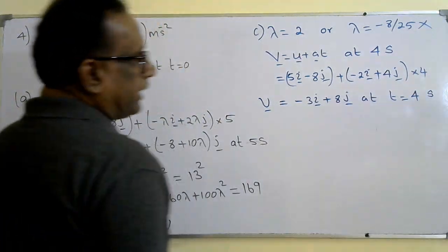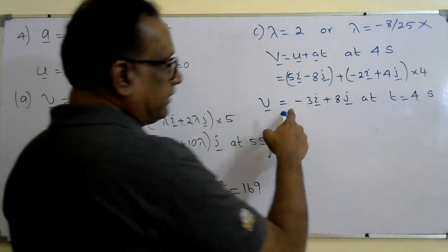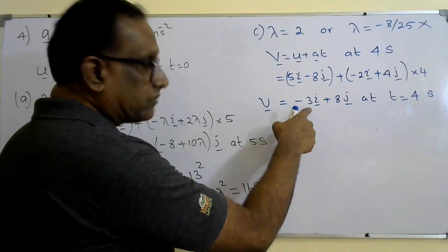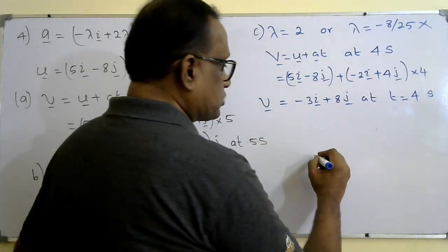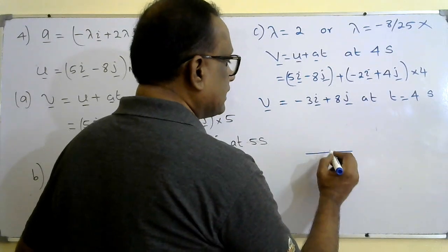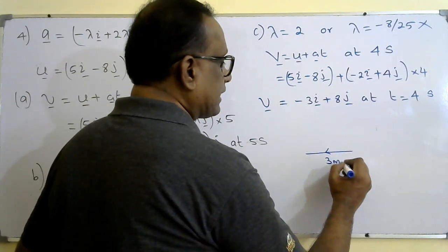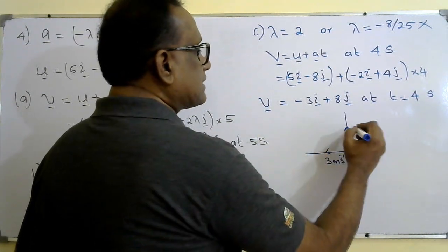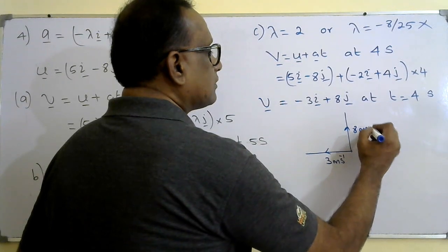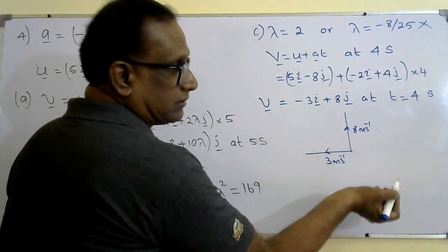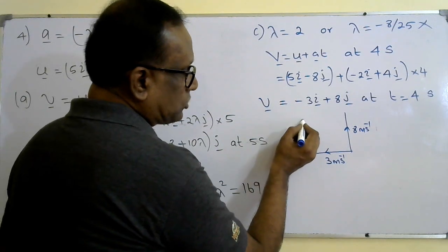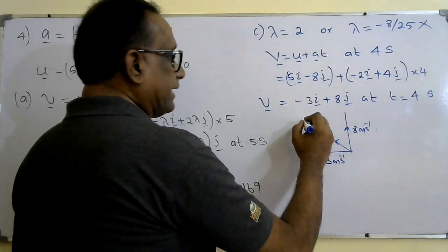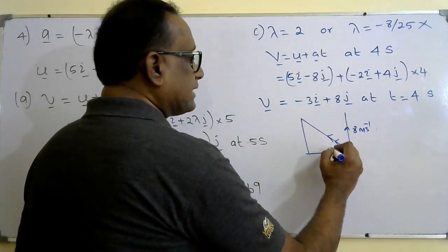Okay, so I need to find the direction. What's the meaning of it? The horizontal component of the velocity is minus 3, so that is towards left 3 meters per second. Towards north, that is 8. So the direction of the resultant is going to be along this direction. It's going to be this direction, the resultant. We'll find this angle first, theta.